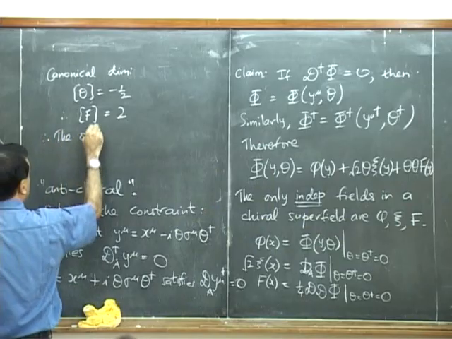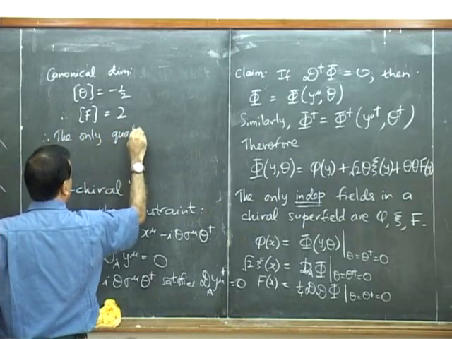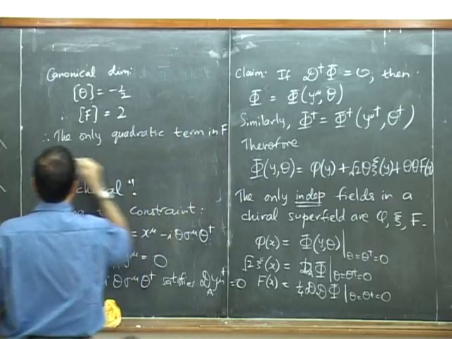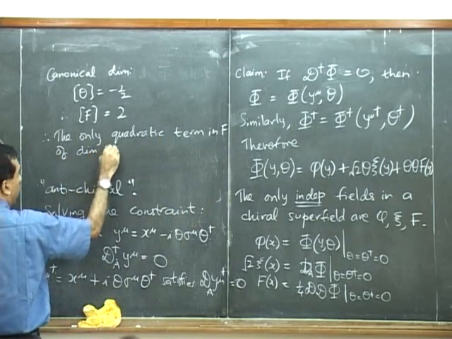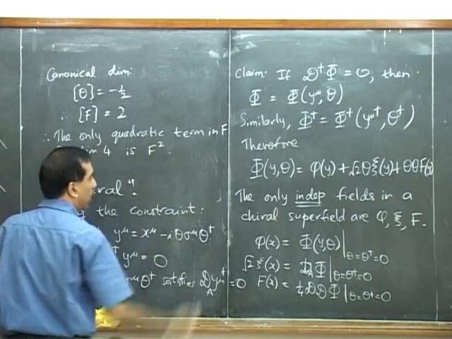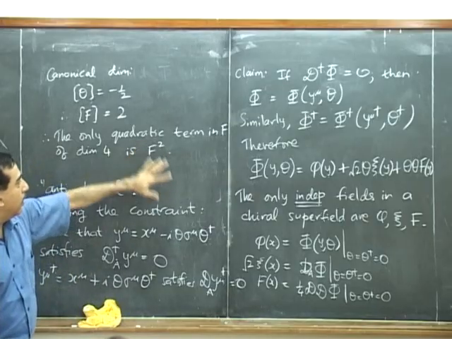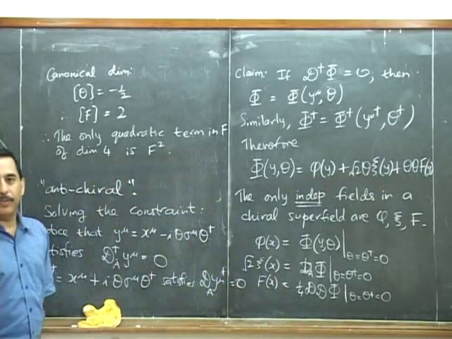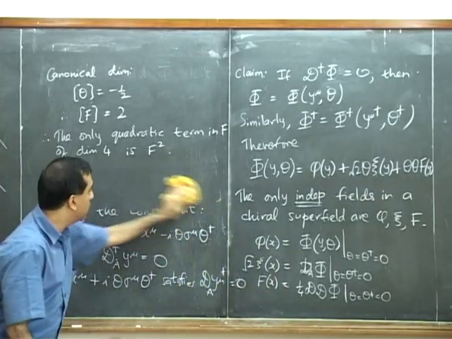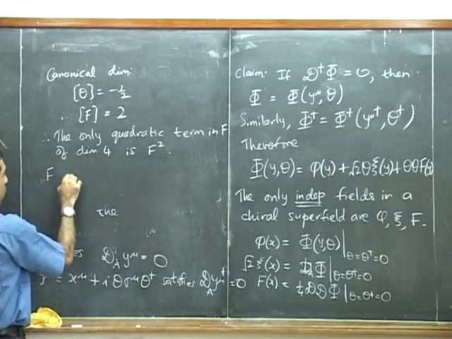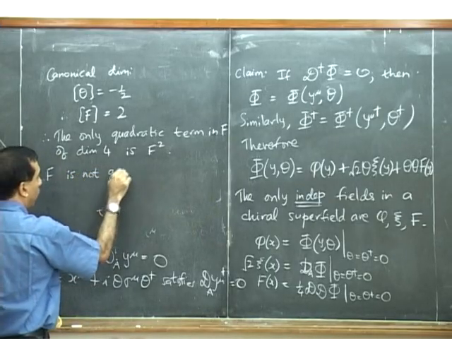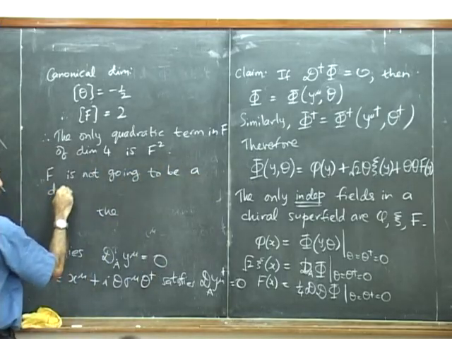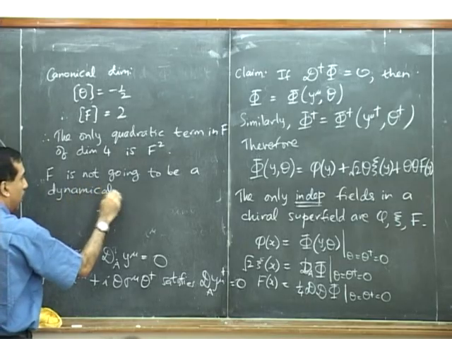Therefore, the only quadratic term in f of dimension 4 is f squared. By f squared, and this is a little generic, it will actually be f star f because these are all complex, but I mean f squared. So this gives us confidence that f is not going to be a dynamical field, because a dynamical field in field theory needs a propagator, and the propagator of f is basically 1.